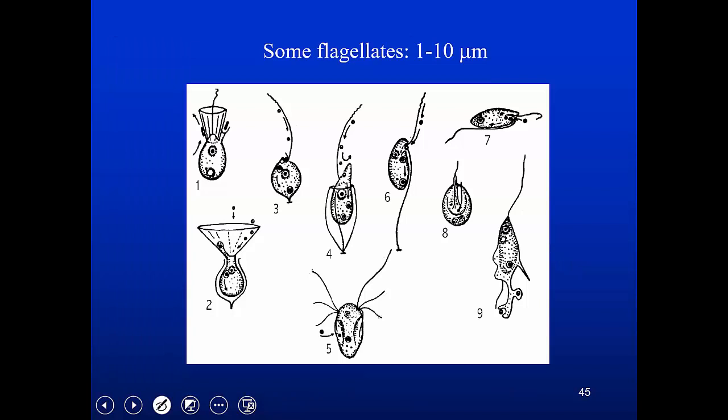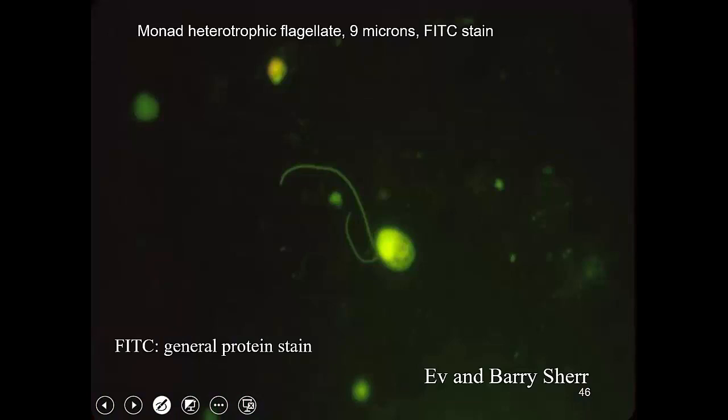And here's some flagellates. So flagellates get their name because they have one or two flagella sticking off of here. Generally, these are much smaller in size than the ciliates, as small as maybe one is a little bit of an exaggeration, 2 or 3 microns in size. And there's one in real life, again, staying with this protein stain. There is a little body, and you can see quite clearly the two flagella sticking off of it.